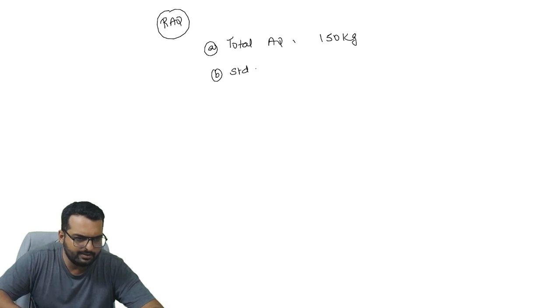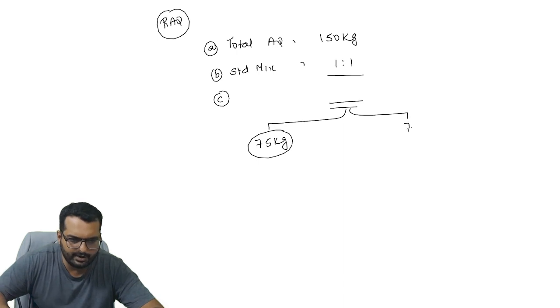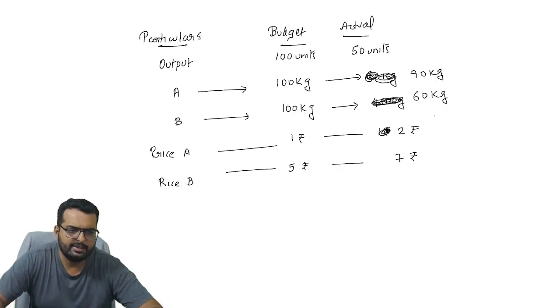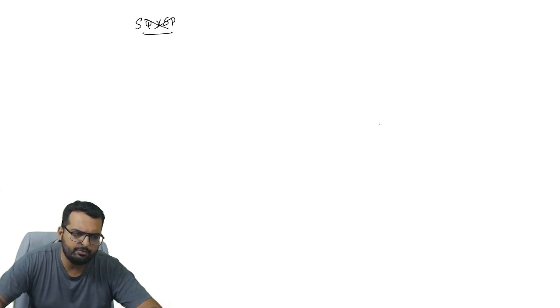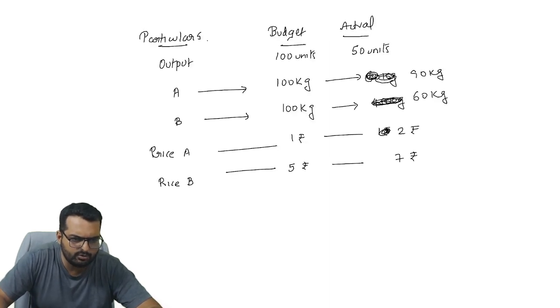Everyone tell me what is the standard mix that is coming over here? Is it turning out to be 1:1? Correct. So I'll get the RAQ as 75 and 75. Everybody clear? Next thing, SQ is based on what? Actual output. So 100 units, if it's 100 kg, means 1 unit will be 1 kg. So it will be 50 kg, 50 kg. I hope you are clear with this part. If anybody has not understood, let me know.